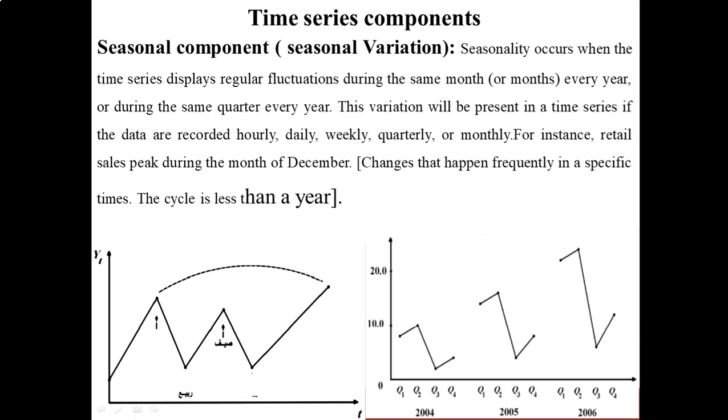The time series' second component is the seasonal component, the seasonal variation. Seasonality occurs when the time series displays regular fluctuations during the same months every year or during the same quarter every year. This variation will be present in a time series if the data are recorded hourly, daily, weekly, quarterly, or monthly. All of these are seasons. For instance, retail sales peak during the month of December.